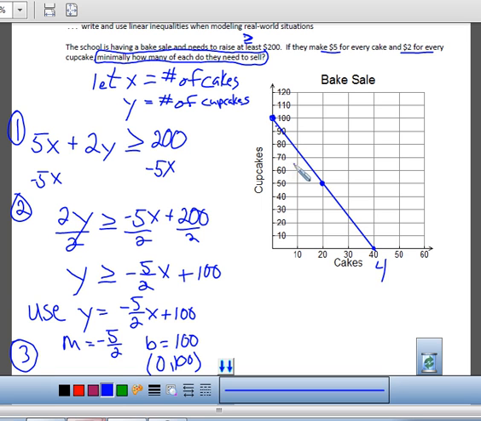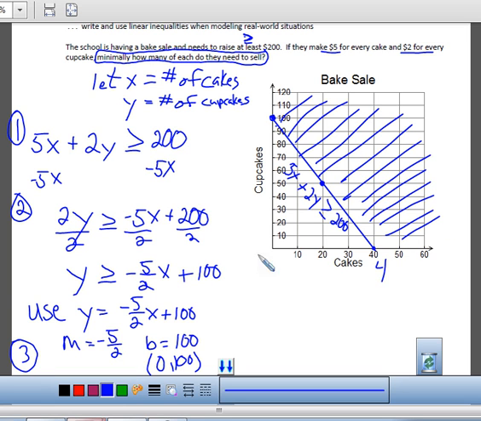So the original equation was 5x plus 2y is greater than or equal to 200. Oh, by the way, if I substitute 0, 0 in, 0 times 5 is 0, plus 2 times 0 is 0. Is 0 greater than or equal to 200? No. So the origin is not part of the solution. So I need to shade in the part that is above this line.